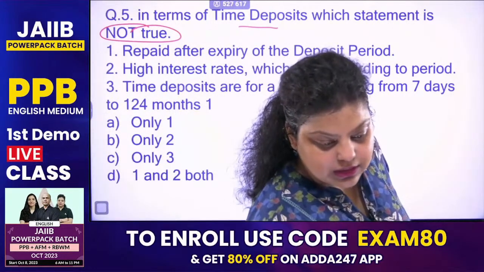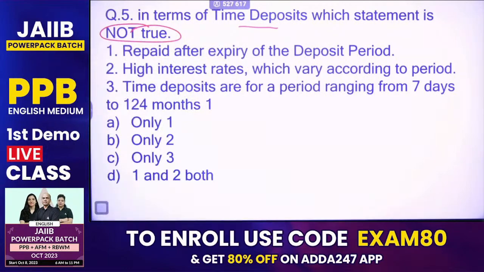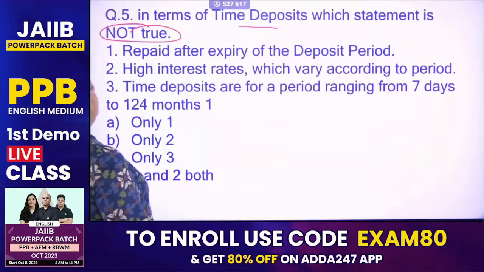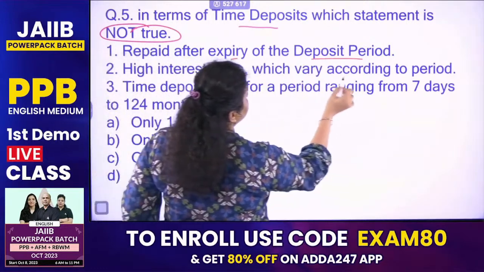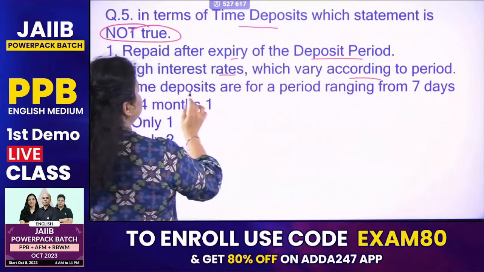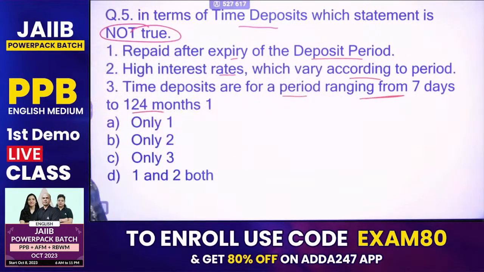Okay, C and D, you guys are saying. Two options are coming. So in terms of time deposit, you're asking about repaid after expiry of deposit period, high interest rates which vary according to the period. Time deposits are for a period ranging from 7 days to 124 months.